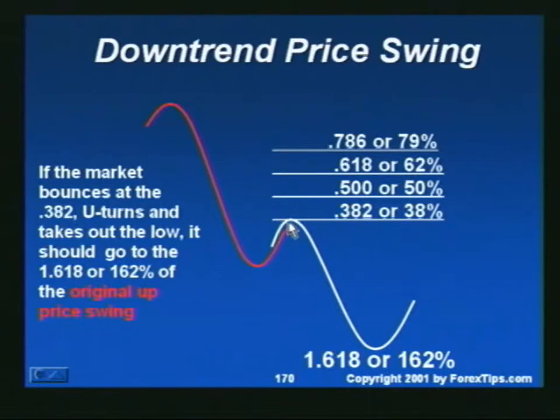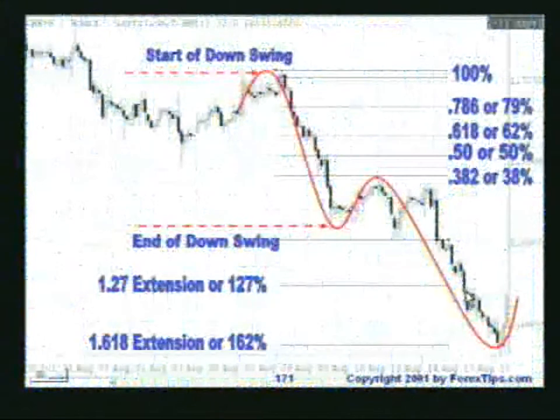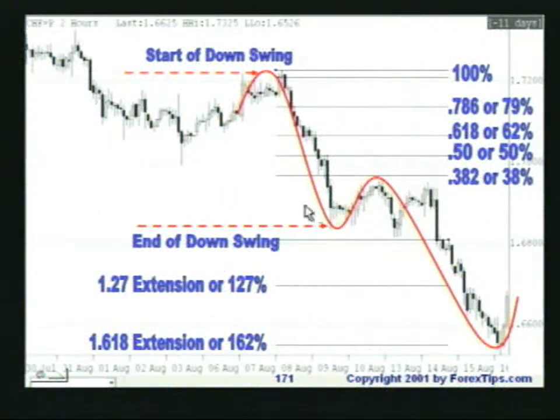reacts, dips, and retraces back to the 382 U-turns, it should go to the 1.618 or 162% of the original swing. Let's look at this. This is the downtrend. These are all the retracement values. These are all the extensions. This is the original swing. There is the 382 bounce, and this is the 1.618 extension. Look at how it went to the straight 1.618 extension and then aggressively bounced.